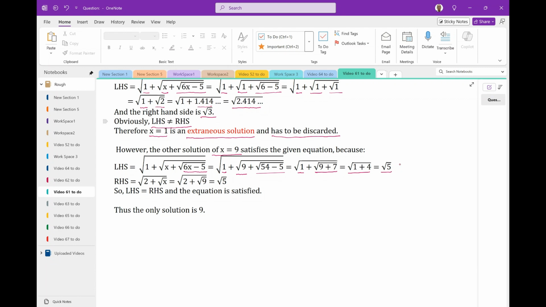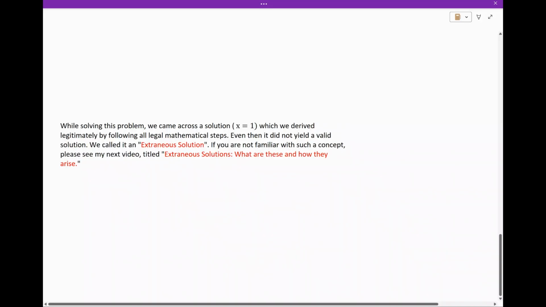So the right hand side also becomes square root of 5, and the left hand side is also square root of 5. Therefore, the left hand side is equal to right hand side and the equation is satisfied. Thus, the only solution is 9.